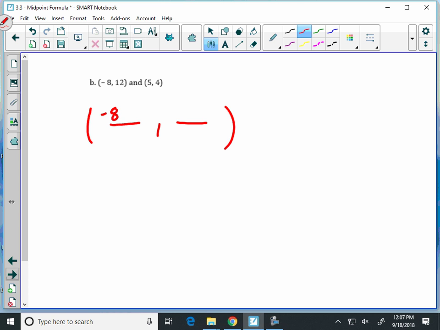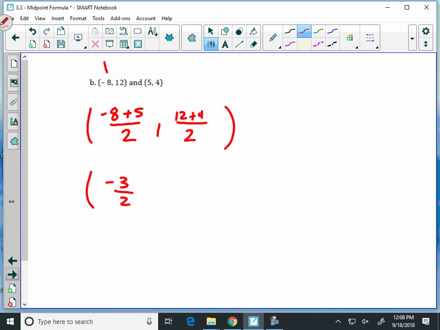8 plus 5, heard someone say. And then we divide by what? 2. Okay, and then we average our y values together. What are we going to add, Parker? Good, we're going to add 12 and 4 together, and then divide by 2. So when we clean it up, negative 8 plus 5 is what?